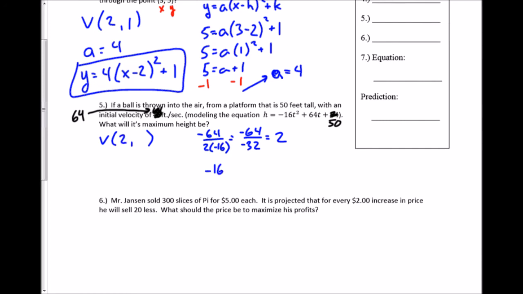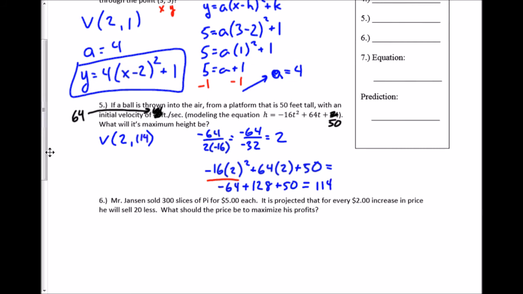So I do a negative 16 times 2 squared plus 64 times 2 plus 50. And really, I can just plug this into my calculator. Be careful, especially right here at this first step. You want to do 2 squared, which is 4, then multiply it by the negative 16, which is a negative 64, before you add the 128 plus the 50, which is going to give me 114.